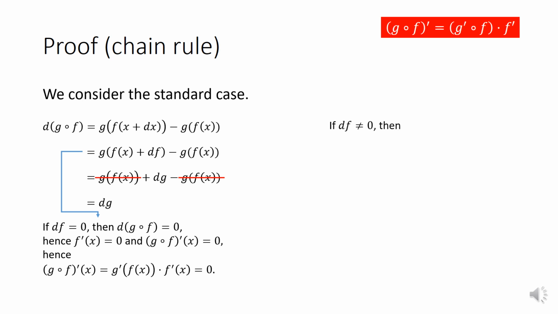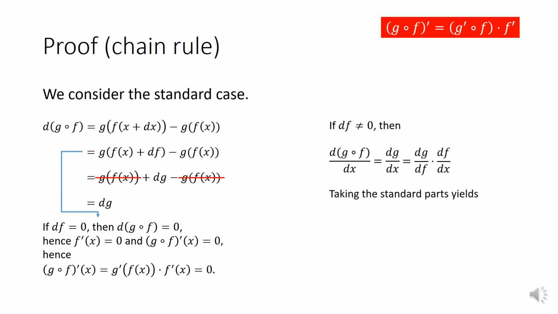If df is not equal to 0, then we have d(g after f) over dx is equal to dg over dx. And this is equal to dg over df times df over dx. Since f is differentiable at x and g is differentiable at f of x, both fractions are limited. Taking the standard parts yields the equation asserted by the chain rule. The general case follows by transfer.